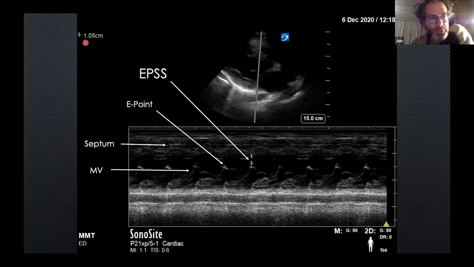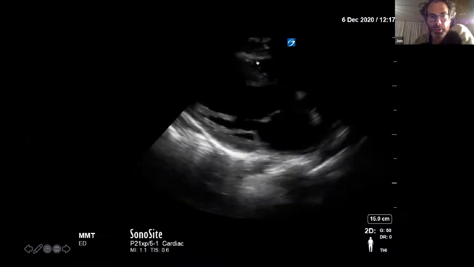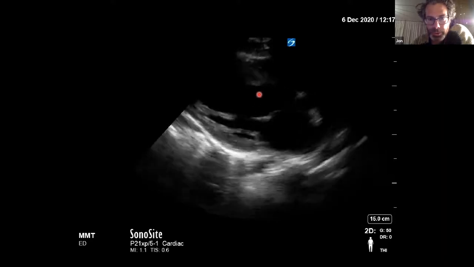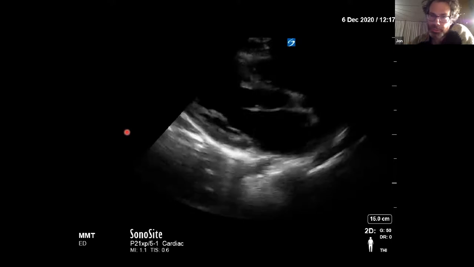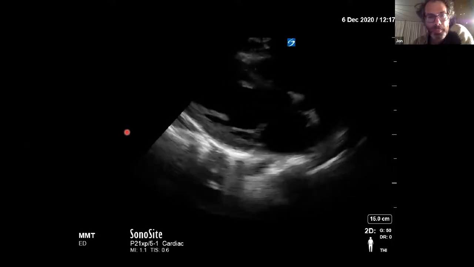And here it's just over a centimeter, so over 10 millimeters. So that gap is too wide. That anterior leaflet of the mitral valve should slap up and hit the septum, and it's not, it's leaving a big gap. If I go back to that first image, you can see it should be slapping up and hitting the septum here, but it's leaving a gap there. So you can just eyeball that as well, but if you want to measure it on M mode, that will give you a more accurate idea.